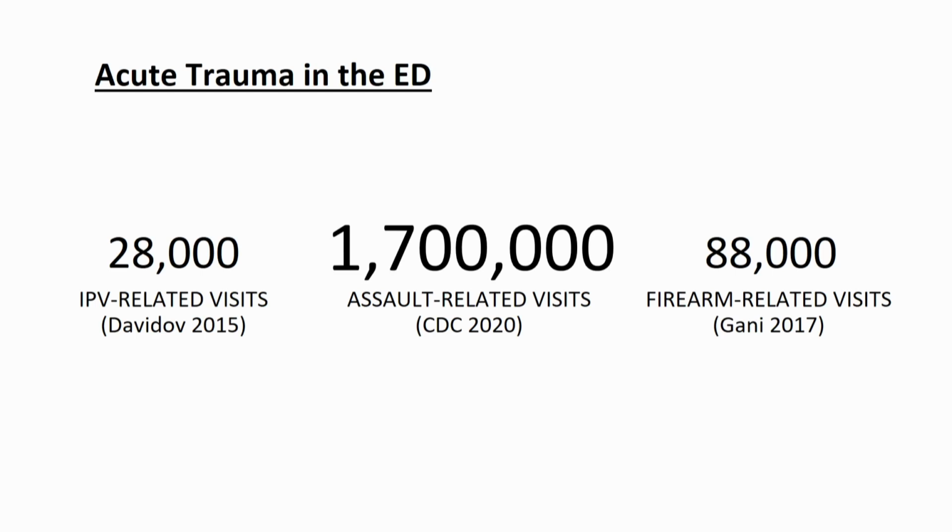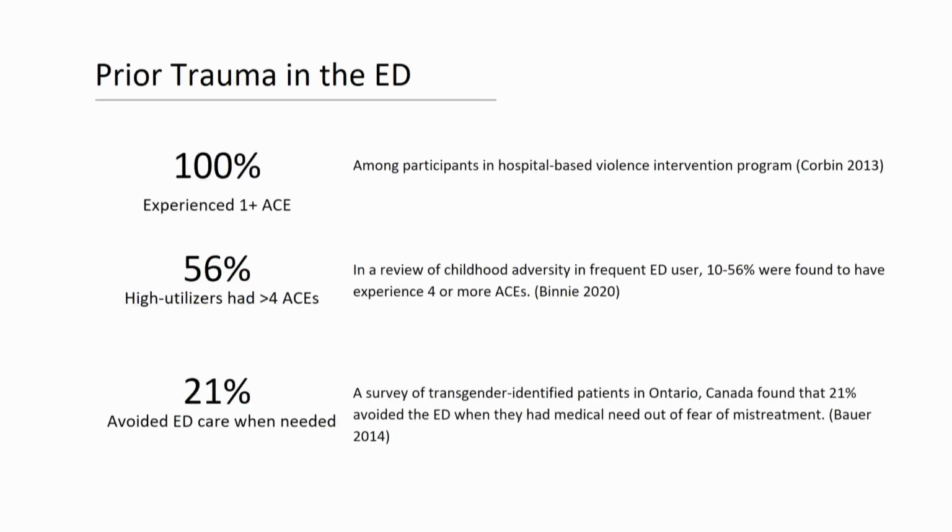Now, how does this present specifically in the ED? This is data, I think, even if you don't know the numbers, you're familiar with. We see a lot of IPV, firearm-related injury, and assault. But what we may not often think about is our patients also have many previous experiences of trauma. The first study by Ted Corbin looked at one of their violence intervention programs. They surveyed participants and found 100% of those individuals had experienced at least one of those adverse childhood events.